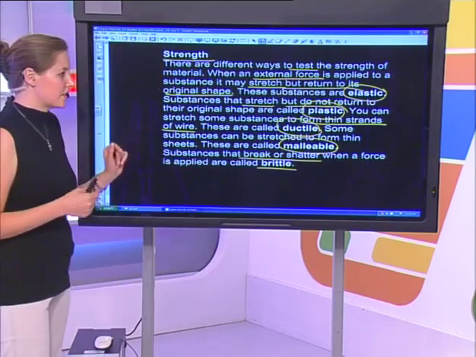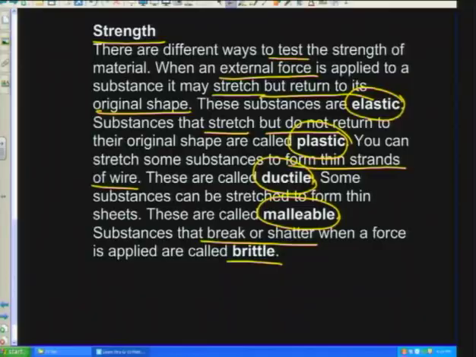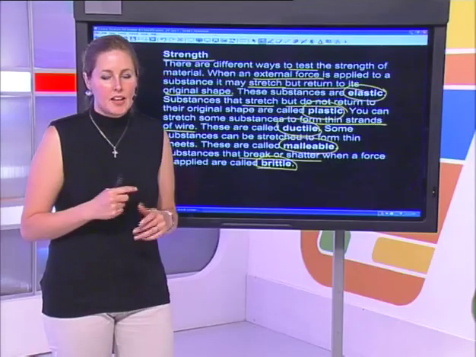So let's go through each of those again. Elastic means something can stretch but return to its original shape. Plastic means it can stretch, but it will not return to its original shape. Ductile means it can form thin strands. Malleable means it can be formed into a shape, various shapes. And brittle means something will shatter or break when a force is applied to the one side.